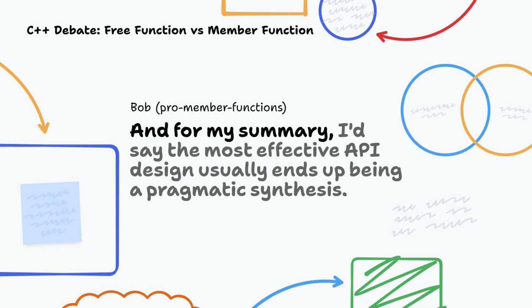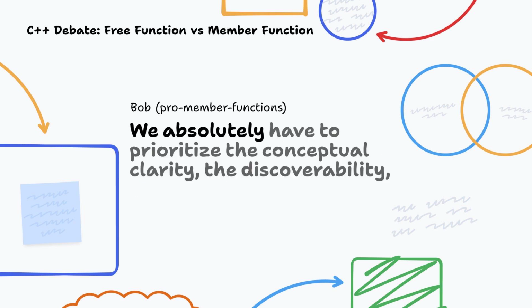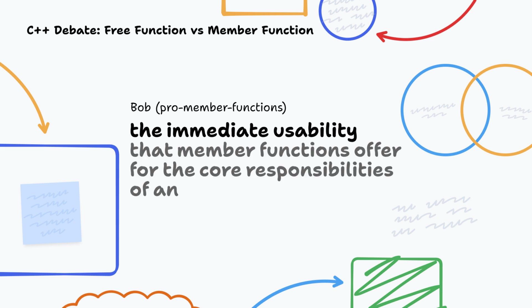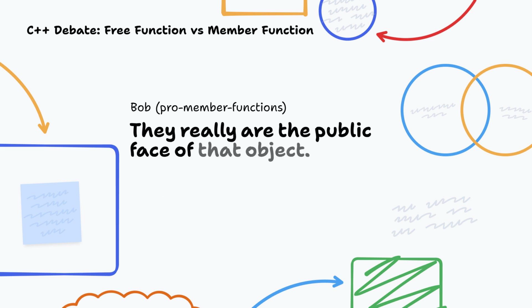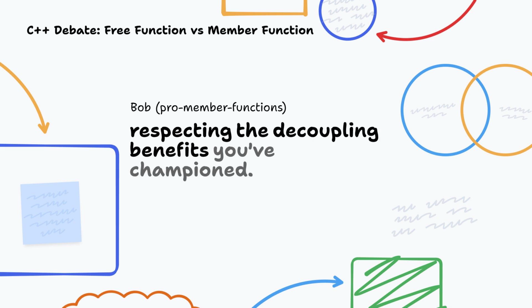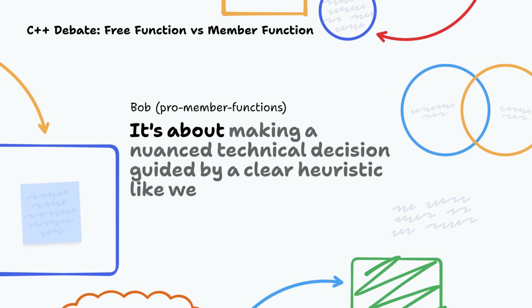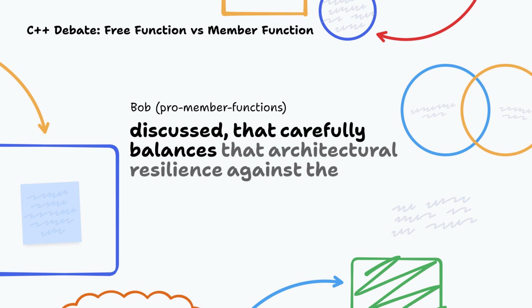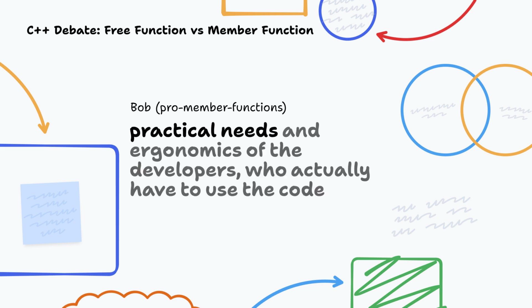And for my summary, I'd say the most effective API design usually ends up being a pragmatic synthesis. We absolutely have to prioritize the conceptual clarity, the discoverability, the immediate usability that member functions offer for the core responsibilities of an object. They really are the public face of that object. But then we strategically employ free functions for the orthogonal utilities, the generic algorithms, fully respecting the decoupling benefits you've championed. It's not about dogma. It's about making a nuanced technical decision guided by a clear heuristic like we discussed that carefully balances that architectural resilience against the practical needs and ergonomics of the developers who actually have to use the code every day.